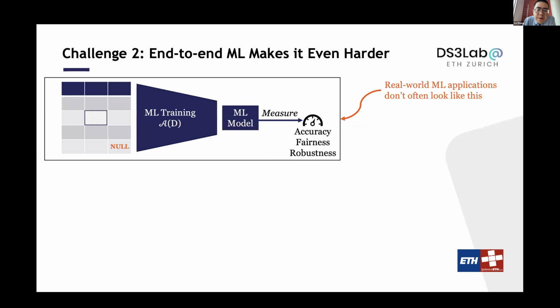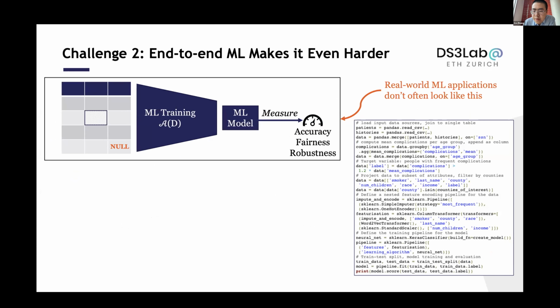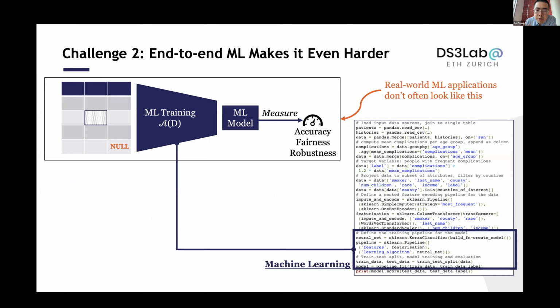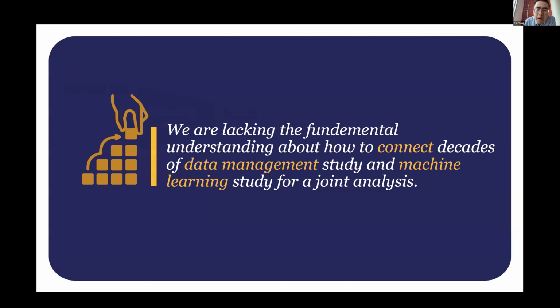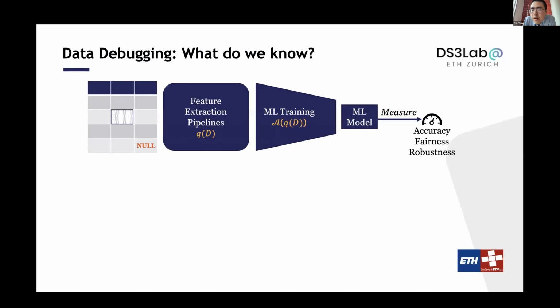The second challenge is that a machine learning pipeline could be a very complex piece of code. Because as I said, only a small component is about learning, and a very large component is about data transformation. And although people have been looking at how to compute many of those importance measures for a single machine learning model, we are lacking this fundamental understanding about how to bring these two areas together, how we can connect these decades of data management study about data provenance and these decades of study of machine learning about data importance with joint analysis. So that is what we have been doing in the last couple of years.